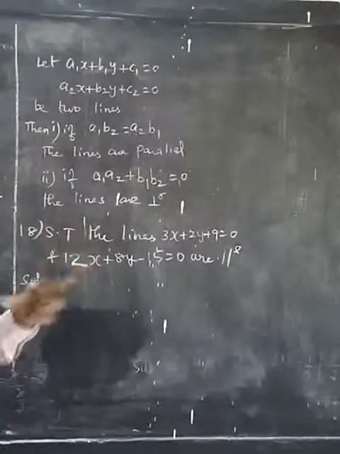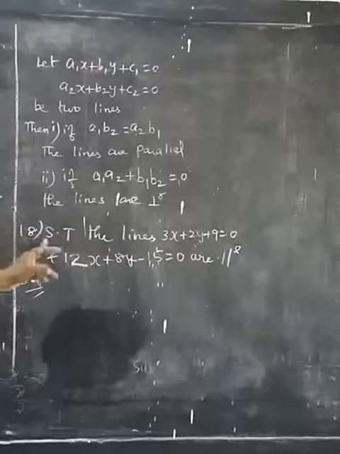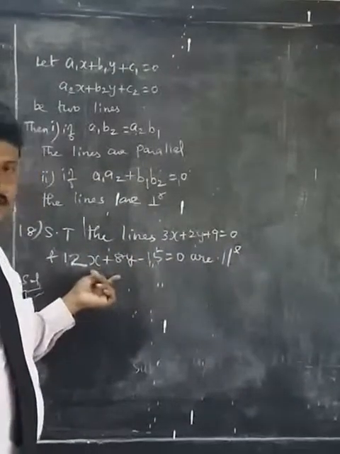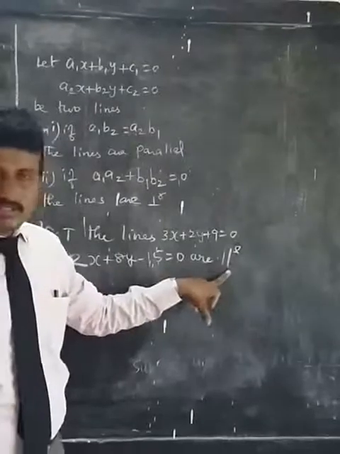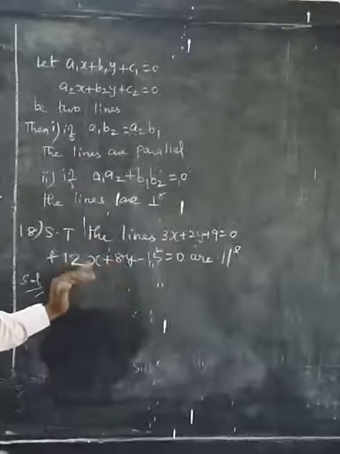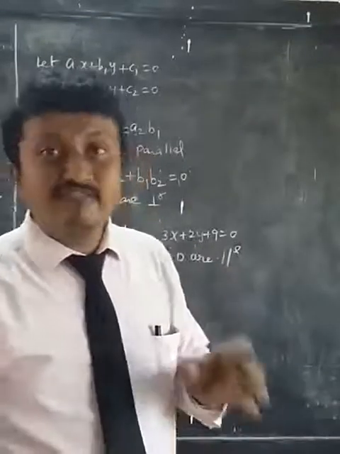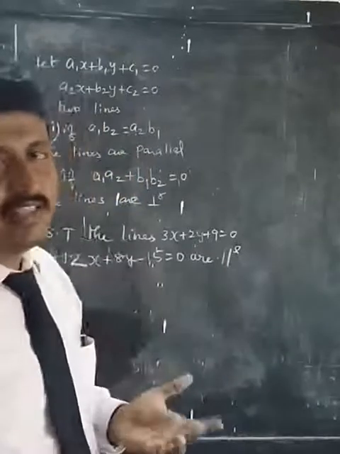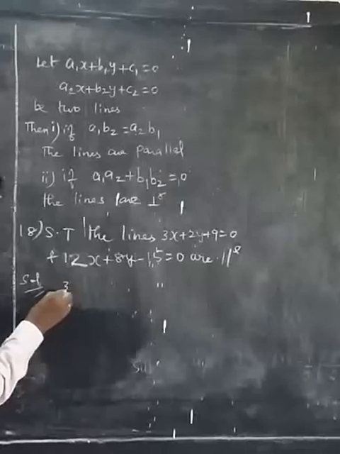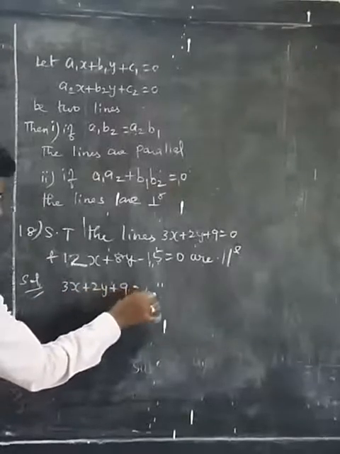Based on these concepts, we will see a few more problems. Question number 18. Show that the lines, this is one straight line, this is another straight line, are parallel. This symbol means parallel. We need to prove that these two lines are parallel lines. What is the condition that we have in our hand for parallel lines? If the slopes are equal, then we will say the lines are parallel. So first I will take the first equation, 3x plus 2y plus 9 equal to 0.